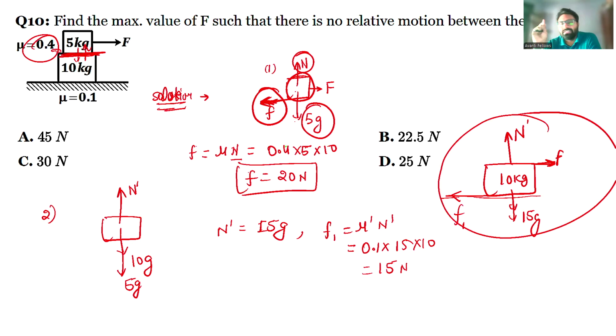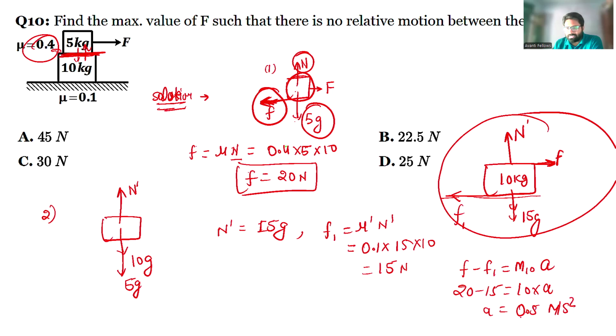On this block, on which only the frictional forces are acting, firstly, you need to consider that. So here, if you see, F minus F1 is equal to mass of 10 kg block into acceleration A. What can be the possible acceleration of this block? So it will be 20 minus 15 is equal to 10 into A, which is coming out to be 0.5. Means that this particular block can have a maximum acceleration of 0.5 meter per second squared.